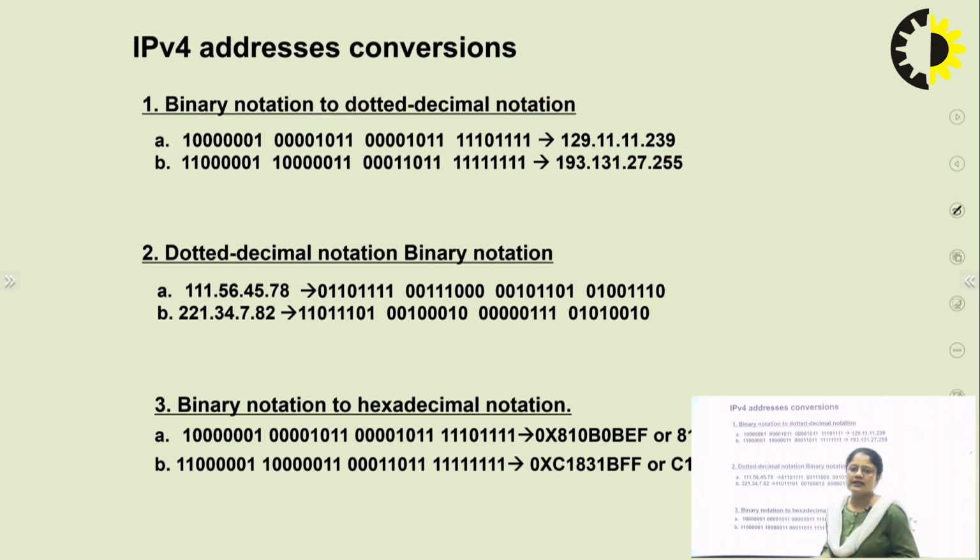Now let us do the vice versa. For example, you have an IP address which is in dotted decimal notation and you want to convert it to binary notation. We want to convert it to binary notation.